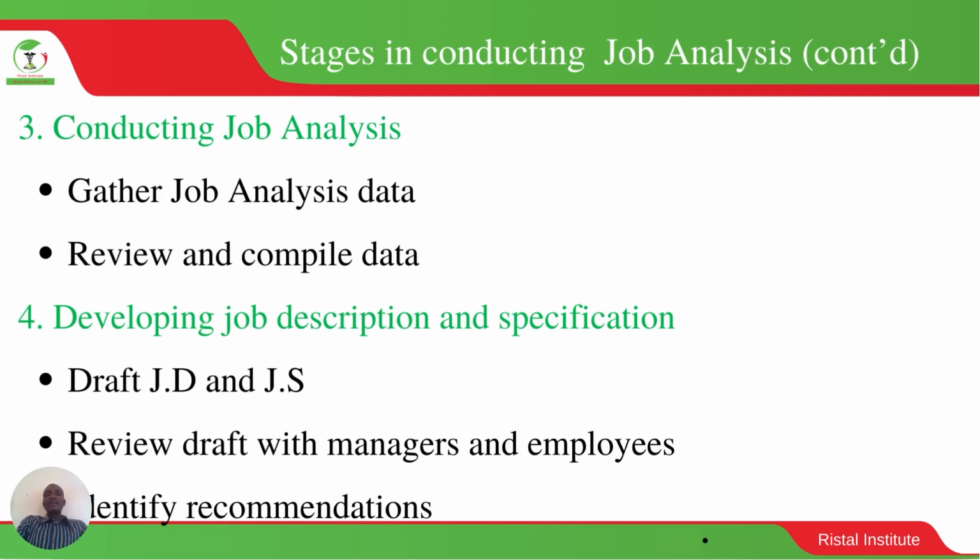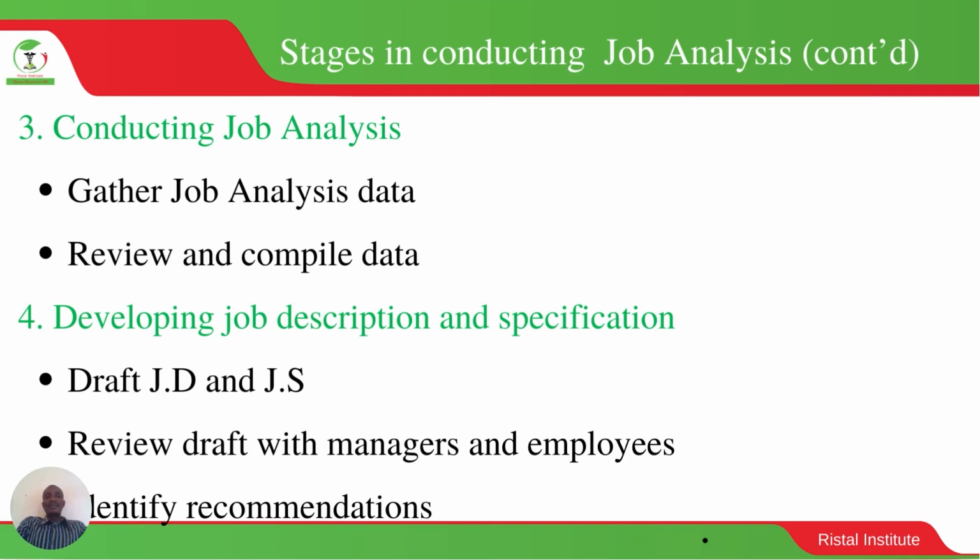Number 2 is to review and compile the data. After you have obtained the data, the next thing is to review. Select the ones you are going to work with. Do not take each and every piece of information you have obtained, because some of it might not be useful, or some of it you already have in your database, so you don't need to spend much time on it. So you need to review and compile the data, and that is under conducting a job analysis. That is stage number 3.